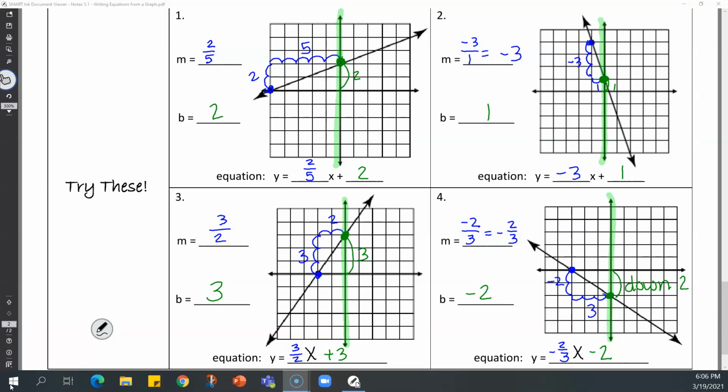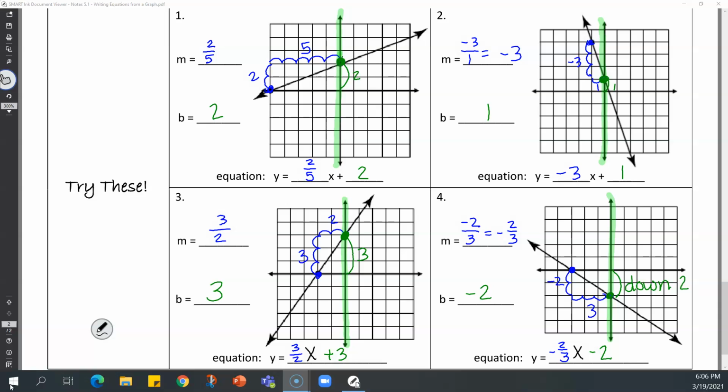Number 2, my slope is negative 3, either down 3 and 1 to the right, or up 3 and 1 to the left. Either way, it reduces to negative 3. My y-intercept is 1. It crosses right here at 1 up from the origin. So my equation is y equals negative 3x plus 1.